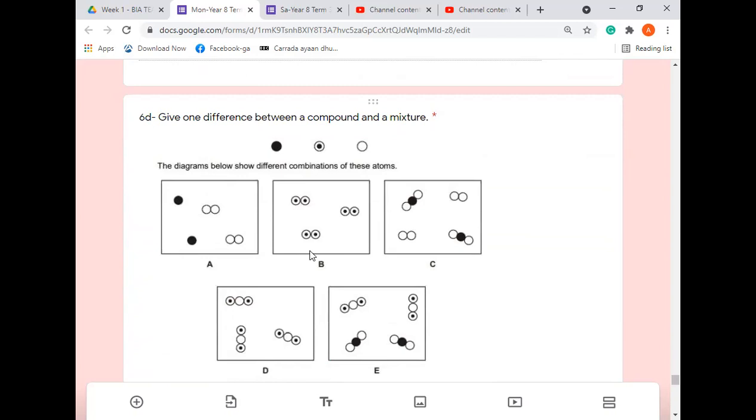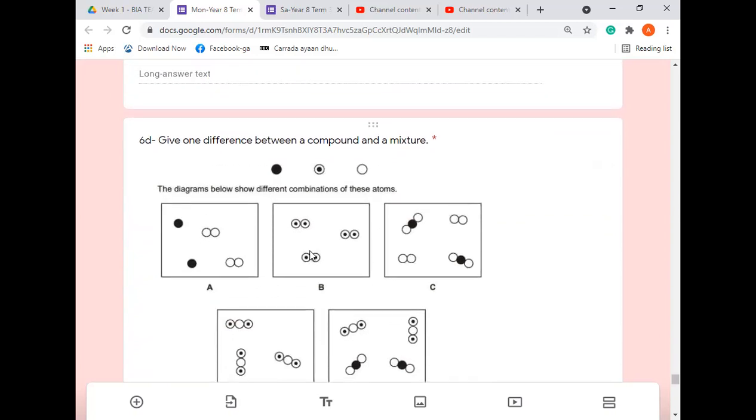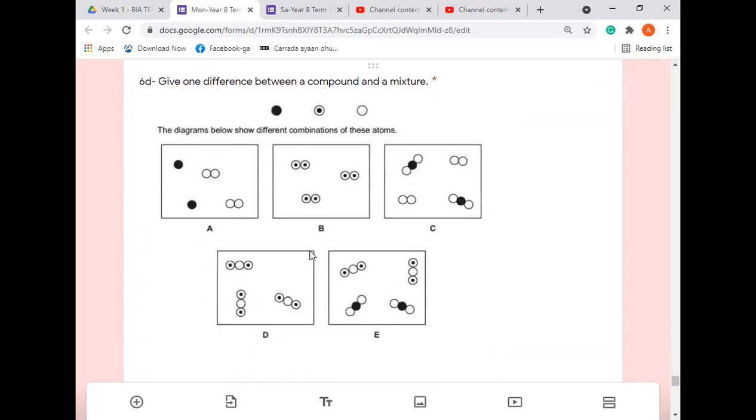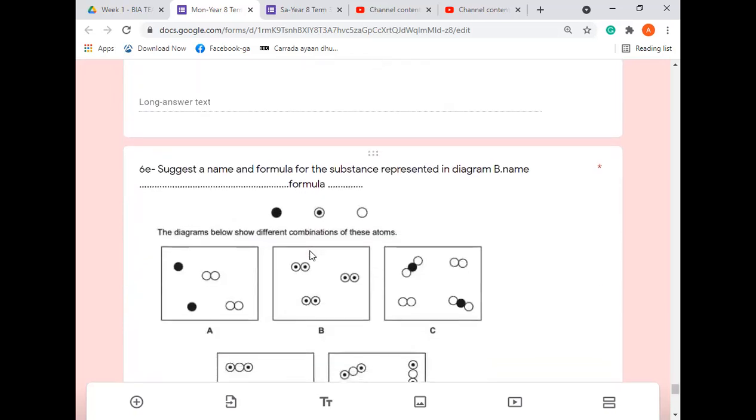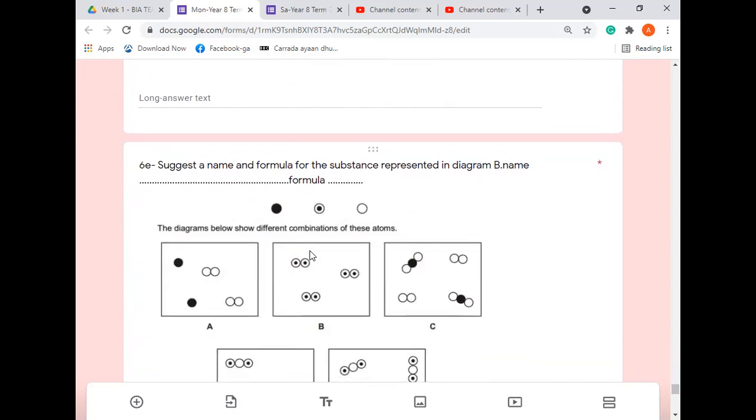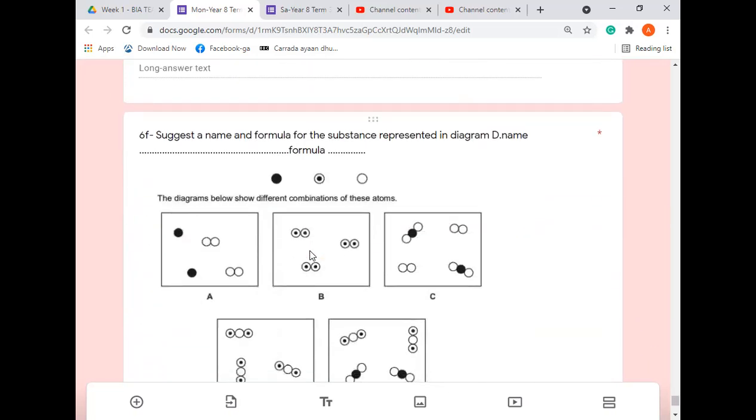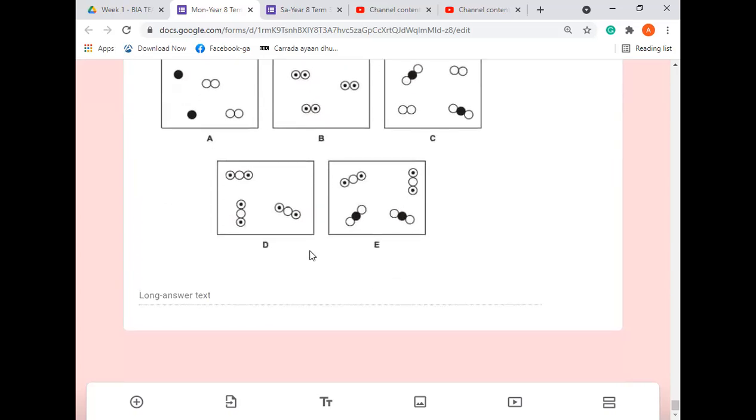Basically, you know the model of atoms. So you need to give one difference between a compound and a mixture. Suggest a name and a formula for the substance representing diagram B. Suggest a name and a formula for the substance representing diagram D, the formula, basically.